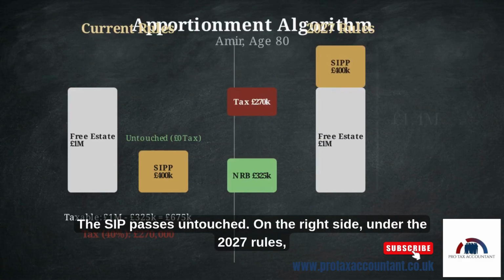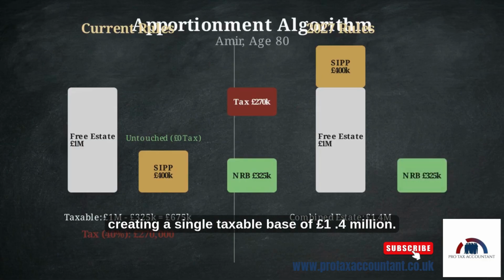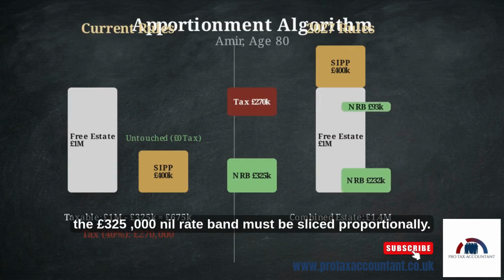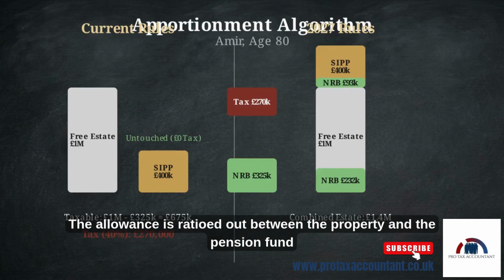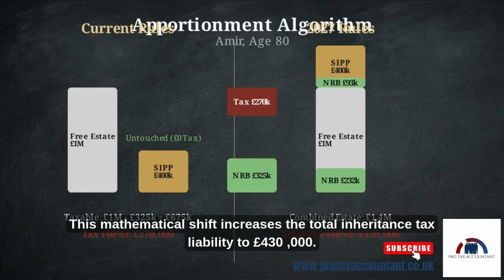The SIPP passes untouched. On the right side, under the 2027 rules, the free estate and the SIPP are combined, creating a single taxable base of £1.4 million. Because the pension is now part of the estate, the £325,000 nil rate band must be sliced proportionally. The allowance is ratioed out between the property and the pension fund based on their respective values. This mathematical shift increases the total inheritance tax liability to £430,000.